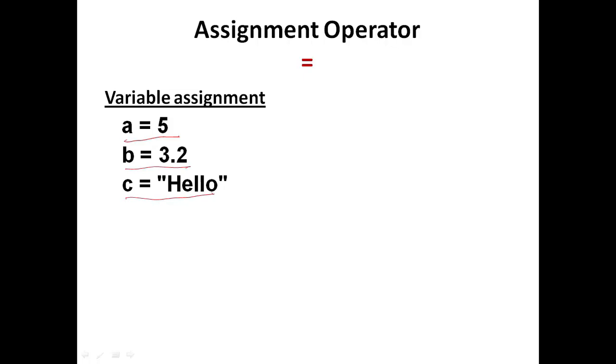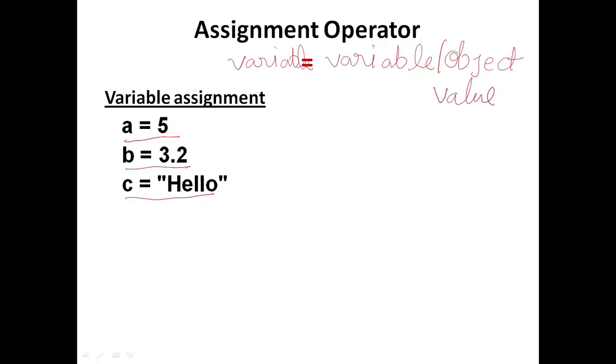The important thing is that at the left hand side there must be a variable, and at the right hand side there could be another variable, or there could be some object, or you can say value also. But at the left hand side there must be some variable. So this is called single assignment.